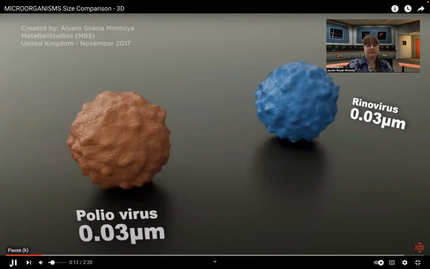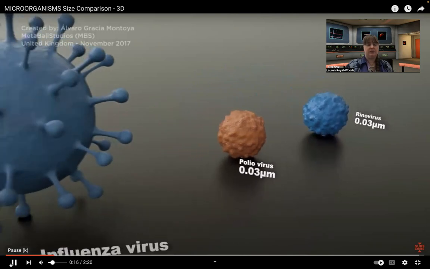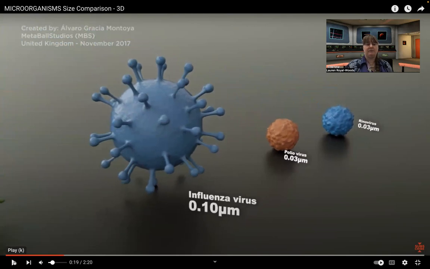So here's polio. Similar size. Here we jump to the flu. And you may go, wow, the flu looks a lot like what Corona kind of does. Sort of, kind of. There's actually lineages of different viruses. Corona's out of the SARS virus lineage. Flu is out of its own lineage, influenza lineage.